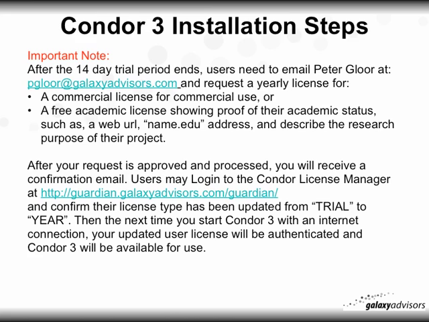Users may log into the Condor License Manager again at this URL and confirm their license type has been updated from trial to year. Then the next time you start Condor with an internet connection, your updated user license will be authenticated and Condor 3 will be available for use.